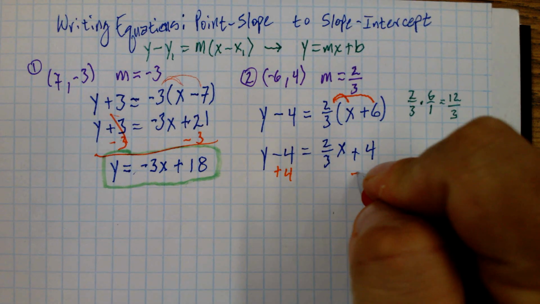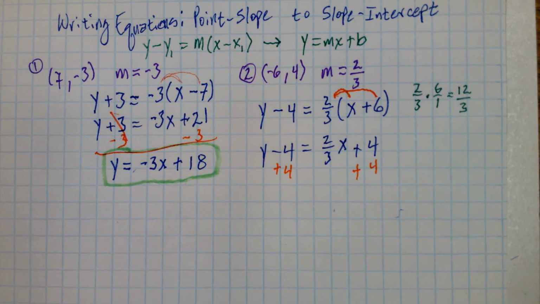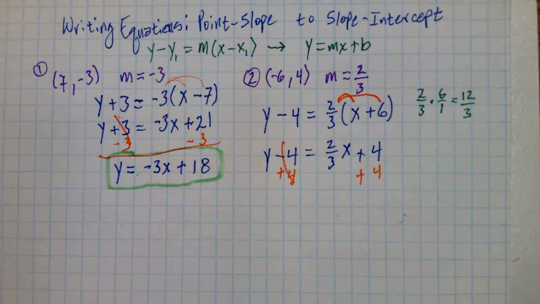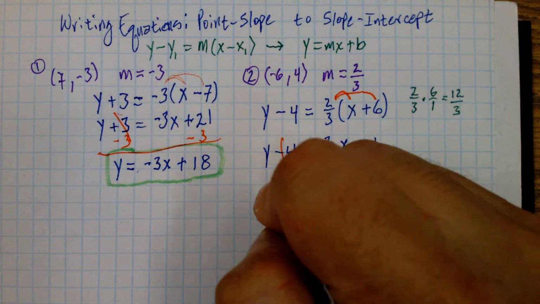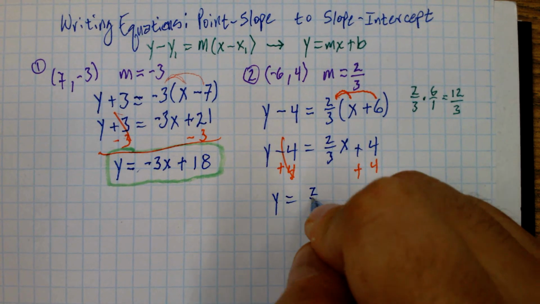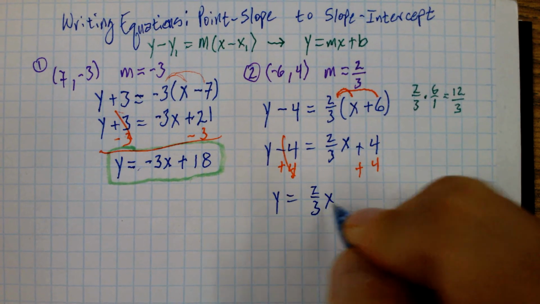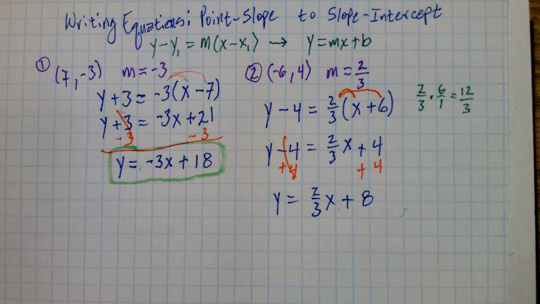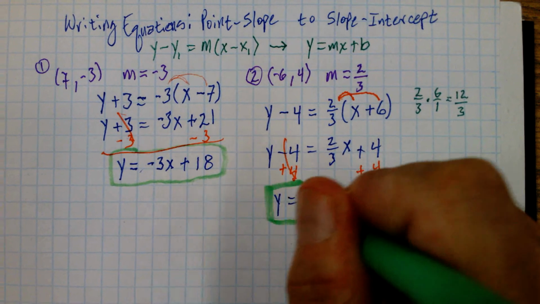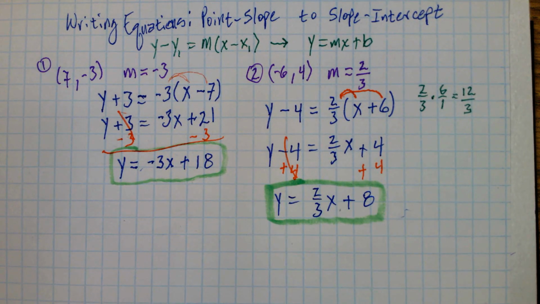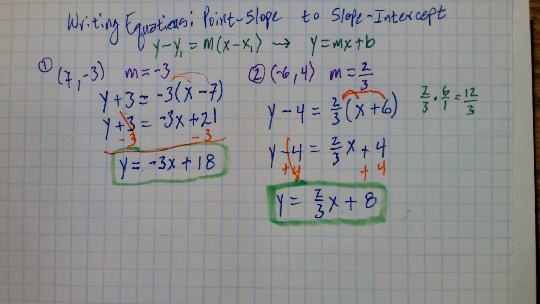So we'll add 4. Line it up with the other constant 4 over there. And we get our answer. Y equals 2/3 times x plus 8. Okay. And this is our equation in slope-intercept form, such that when we graph it, it would go through -6, 4.